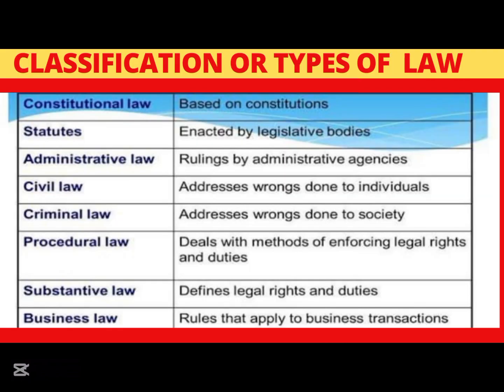Here you can see types of laws, or you can say classification of law. Constitutional law based on constitutions. Statutes enacted by legislative bodies. Administrative law rulings by administrative agencies. Civil law addresses wrongs done to individuals. Criminal law addresses wrongs done to society. Procedural law deals with methods of enforcing legal rights and duties. Substantive law defines legal rights and duties. Business law rules that apply to business transactions.